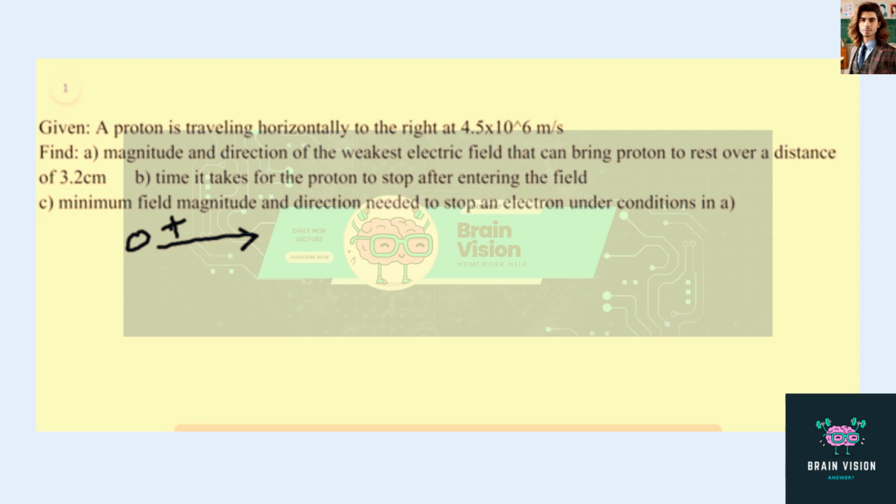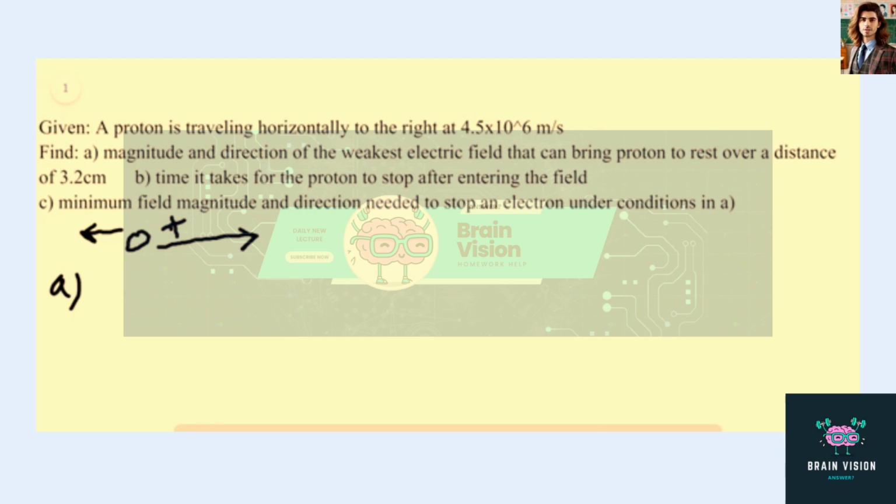So I sketched this out. This is the proton. It's moving to the right. For part A, the magnitude and direction of the weakest electric field that can bring the proton to rest: if we're looking at a proton moving to the right, it's going to have to decelerate and stop moving, and that means the electric field is going to have to point to the left. So we can establish that before we even do any math. But let's move on to the math here.